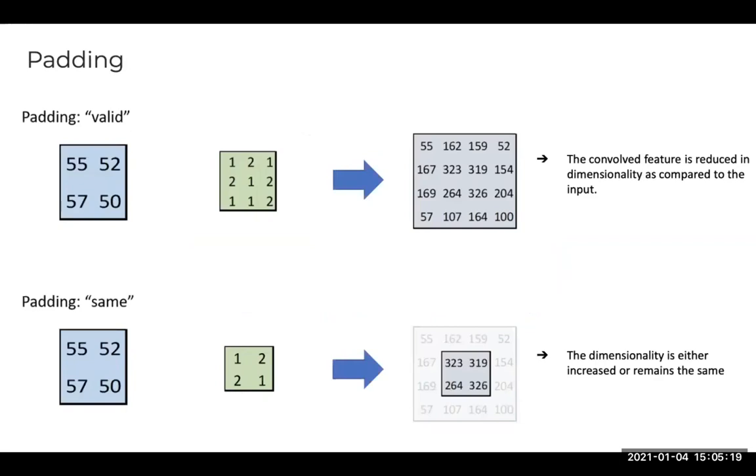In the padding part, in the early stage of CNN, while applying the first filter, we need to preserve as much information as possible for the other convolution layers. Padding is used for this reason. There are two types of result to the operation: one in which the convolved feature is reduced in dimensionality as compared to the input, and the other in which the dimensionality is either increased or remains the same.